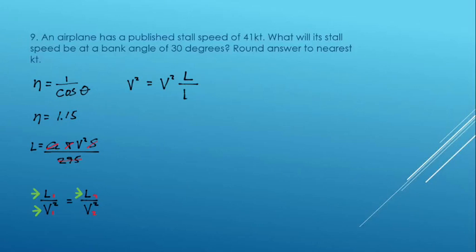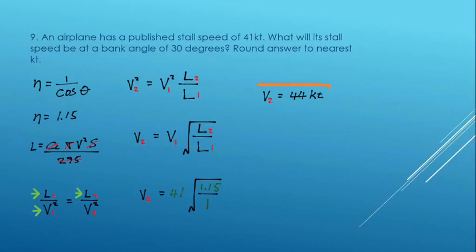Now the problem is the same as the previous problem. Set it up. Solve for the second velocity. Clean up the formula. Substitute in the values. And we wind up with a new velocity of 44 knots. So at 30 degrees of bank, the stall speed will go from 41 knots to 44 knots.